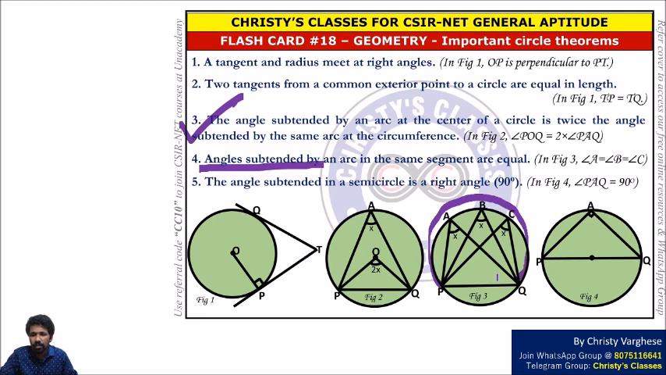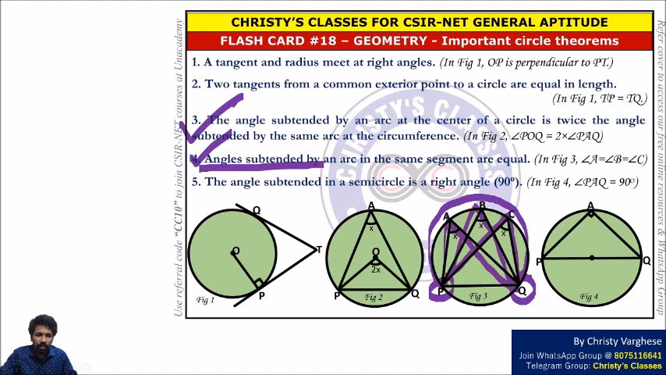Angles subtended by an arc in the same segment are equal. That means if P and Q are the endpoints of that arc, and you draw angles to the circumference, whichever way you draw, all those angles are going to be equal. That is what the fourth property is saying.